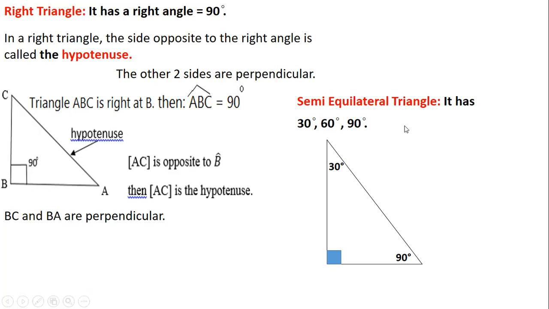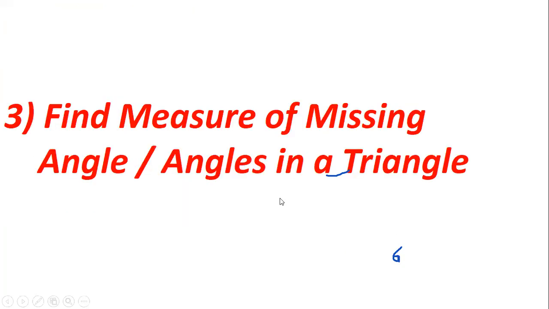The semi-equilateral triangle has 3 angles. The first angle always measures 30 degrees, the second angle measures 90 degrees, and the last angle, this is a typing mistake, the last angle measures 60 degrees. So the angles measure 30 degrees, 60 degrees, and 90 degrees. This triangle, we call it a semi-equilateral triangle.